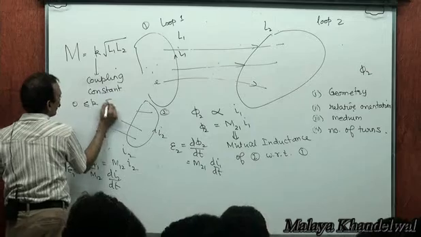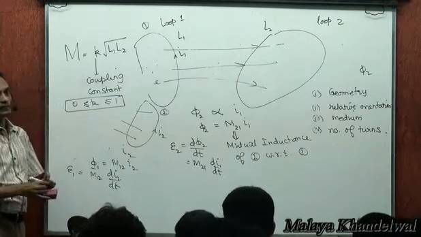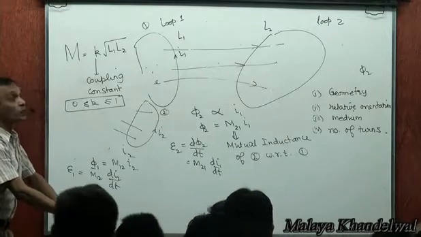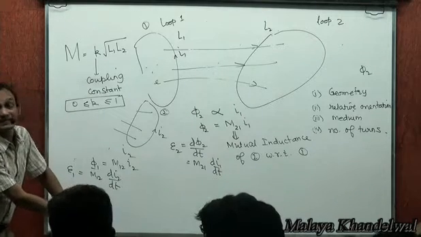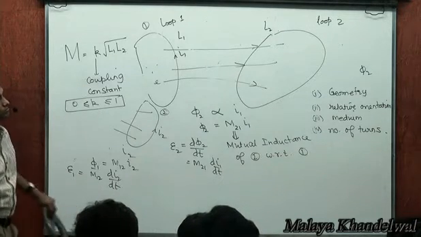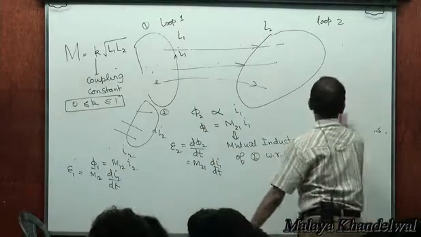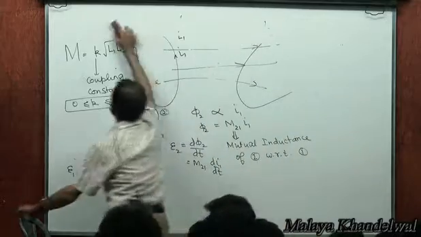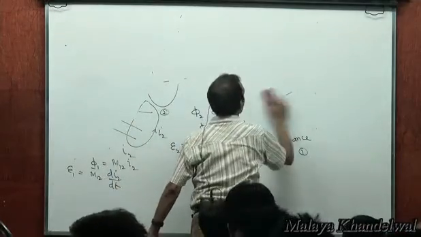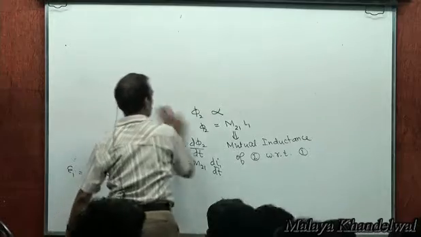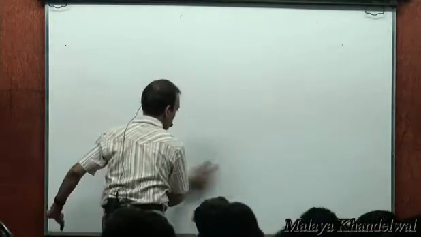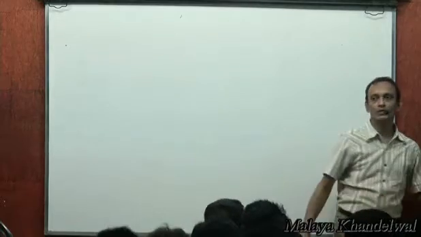It has a value from 0 to 1. When K is 1, the pair of loops are said to be perfectly coupled. Clear?